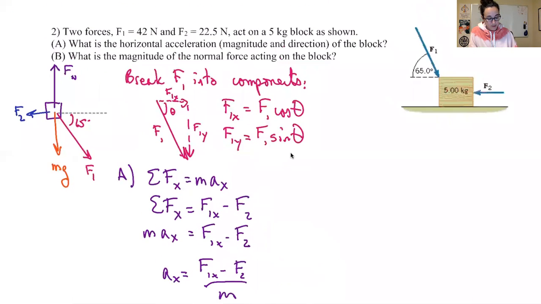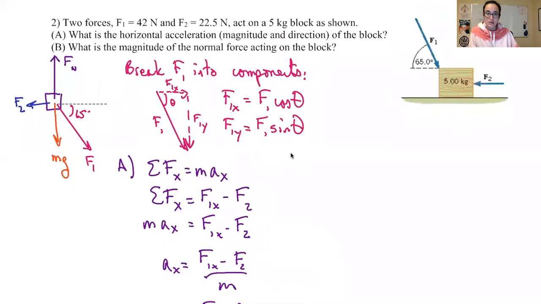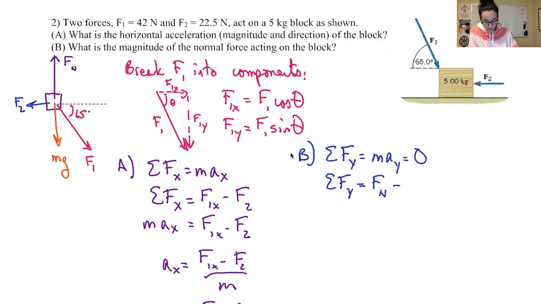Part B is asking for the magnitude of the normal force acting on the block. So now we're going to change our focus to the y direction. I am going to go ahead and say that the y acceleration is 0. We're not given any information to make me believe that this thing is accelerating vertically. In the positive y direction, we just have one force, that's the normal force, which is what we're looking for. In the negative y direction, we have two forces. We have the weight, and then we also have the y component of the applied force F1. So we're going to set these equal and isolate Fn.